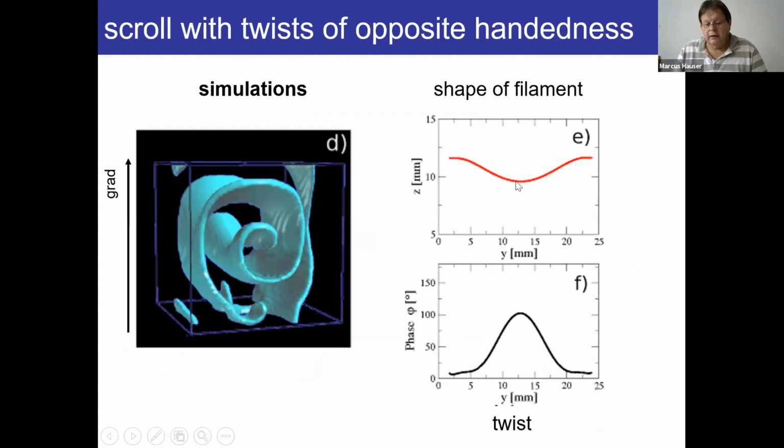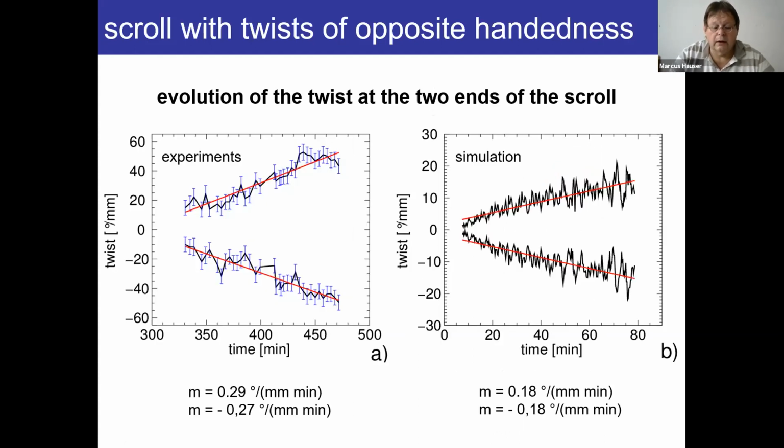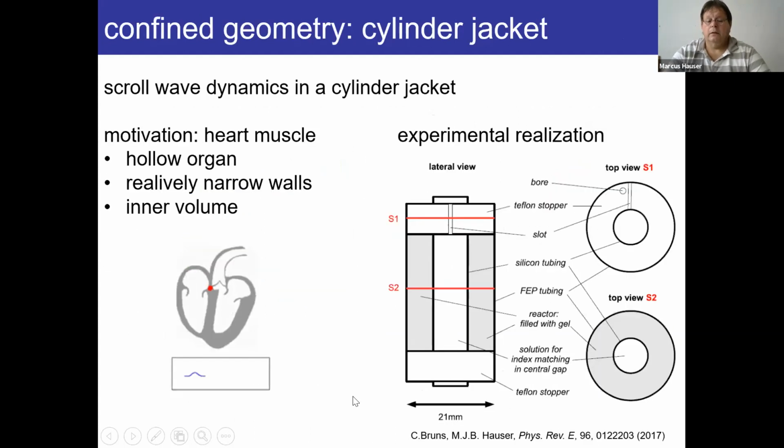And here again is the position around the z-axis, and here the phase shift at the nodal plane, which in the simulation becomes very close to a point. And we can look here at the twists which we have in experiments and simulation, and calculate what's the twist per time. The second part, and that's the title of the talk, is what happens in a confined geometry.